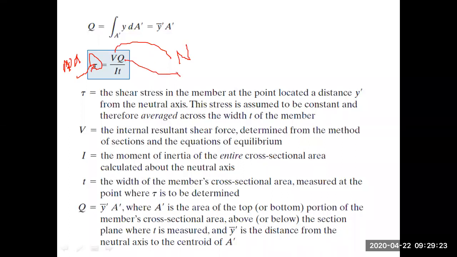Q is the moment of area, usually in millimeter to the power 3, cubic millimeter. And I is the moment of inertia about the neutral axis, and the unit usually is millimeter to the power 4. And t is the section width.